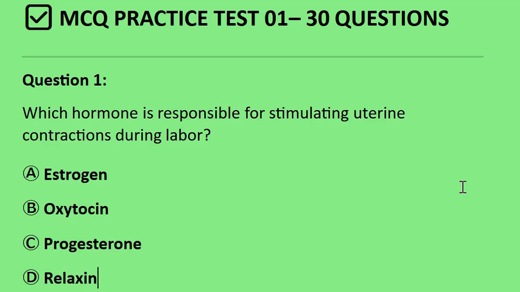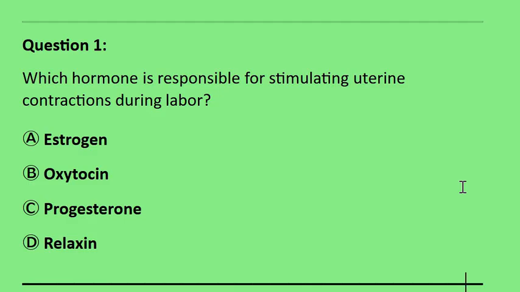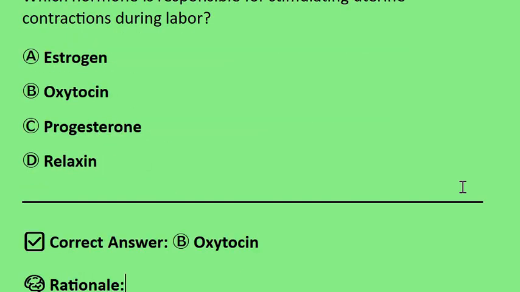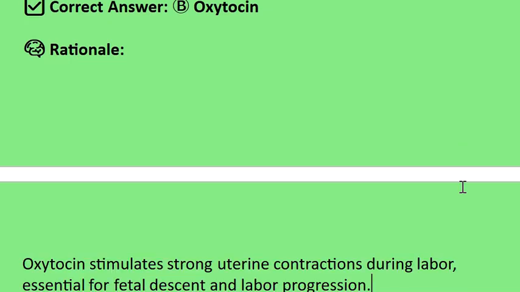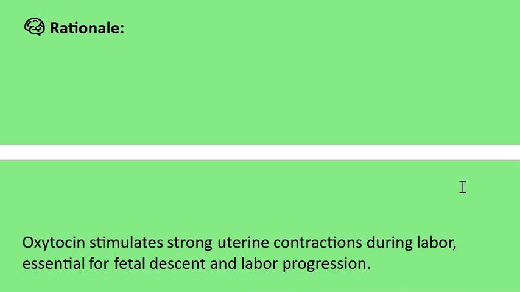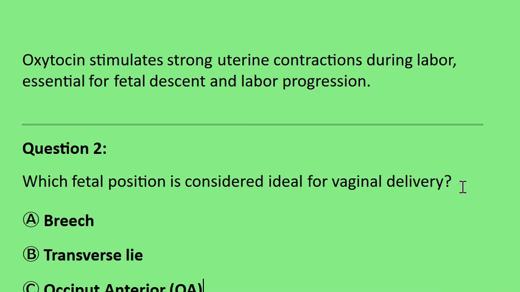Question number 1. Which hormone is responsible for stimulating uterine contraction during labor? Pause the video for 5 to 10 seconds and select the best choice you think. Here in this situation, the correct option is option B. And why? The rationale is oxytocin stimulates strong uterine contraction during labor, essential for fetal descent and labor progression. Let's move to question number 2.